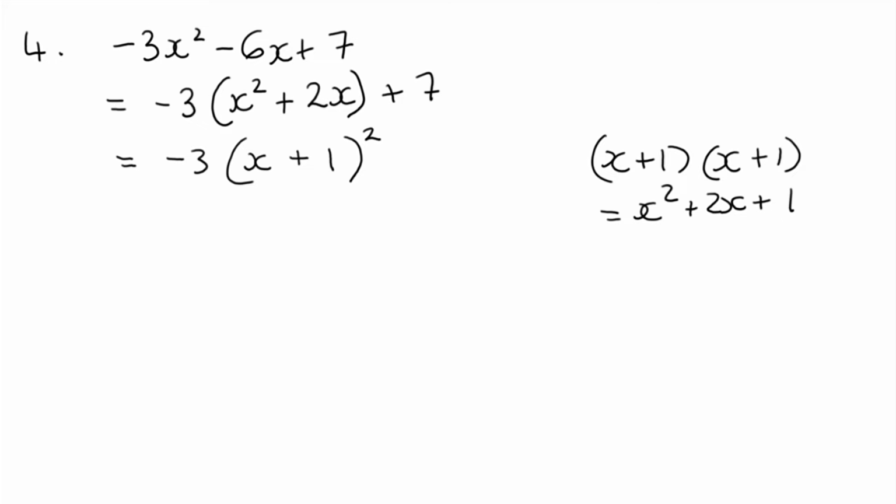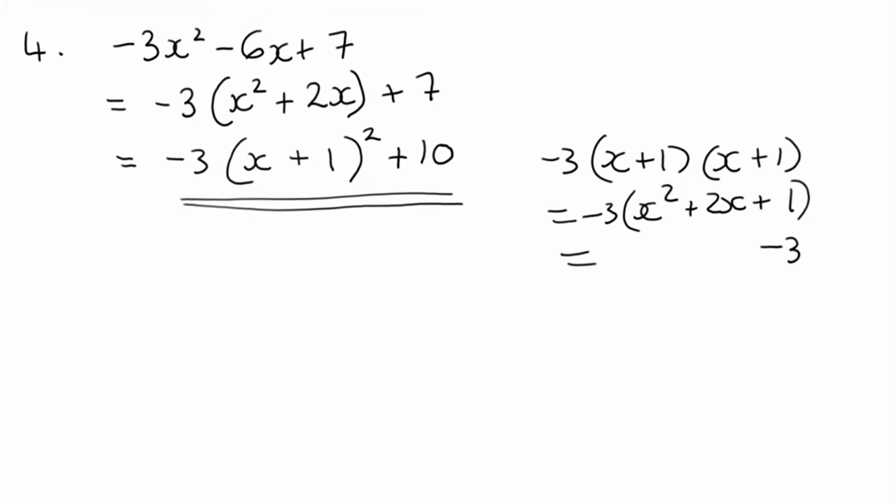Now if you multiply that by negative 3, let me put a negative 3 on here, your last term is going to be negative 3 instead of plus 1. So we want to make plus 7 from negative 3, so we're going to have to add on an extra 10. And that's your final answer. Negative 3 bracket x plus 1 all squared plus 10. Question 5.